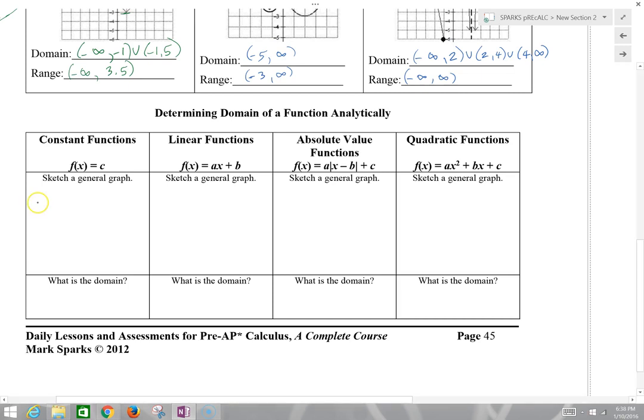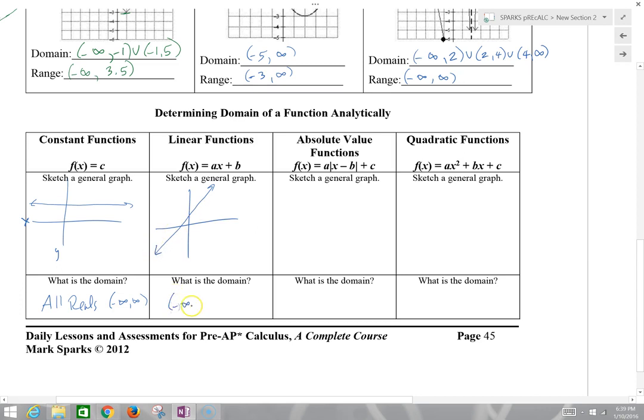Well, a constant function is pretty darn boring. Just looks like that. So if this was our x and y axis, what is the domain? Domain is all reals. Or negative infinity to positive infinity, another way to write that. Linear functions, kind of like that. What's the domain? Again, all reals.